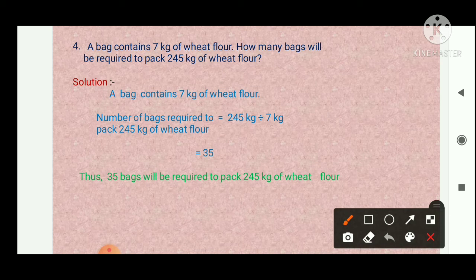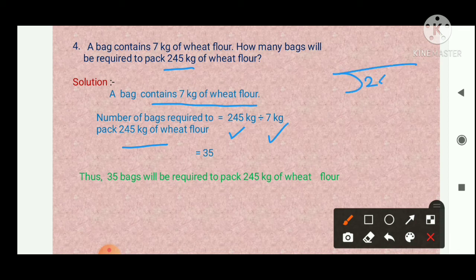Here in one bag, what is the capacity of this bag? One bag contains 7 kilogram of wheat flour. Now here total amount of wheat flour is 245. So to pack these 245 kilogram of wheat flour, how many bags will be required? So see student, number of bags required to pack 245 kilogram of wheat flour, we divide 245 by 7.